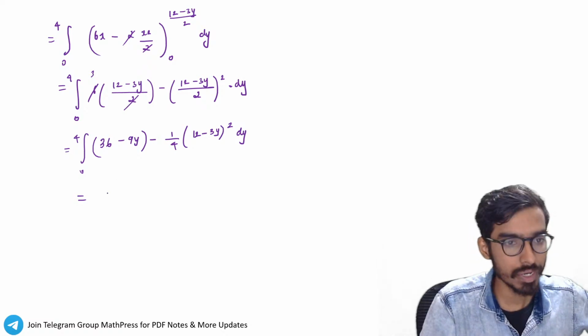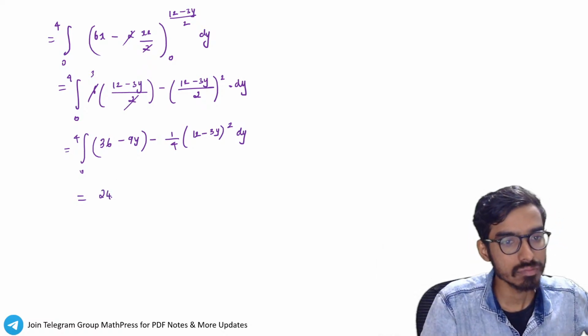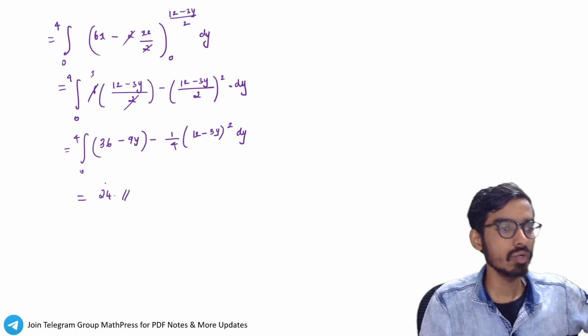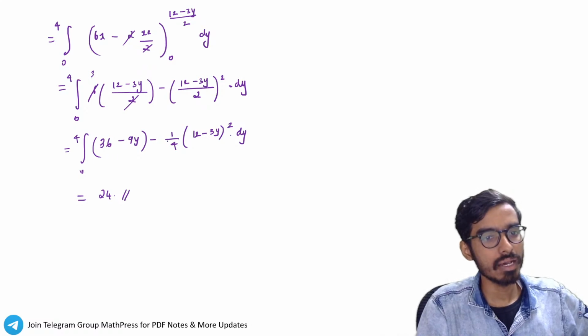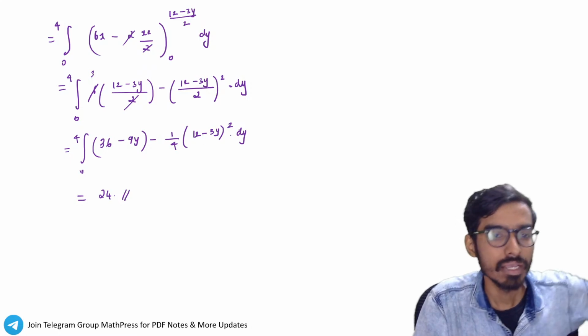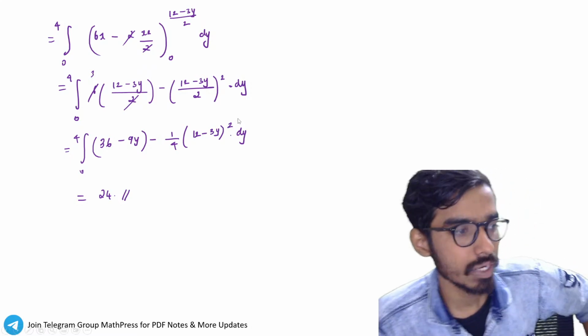We'll get the answer to be equal to 24, right? So we just have to integrate this, very easy. Just use the (a minus b) whole square formula, a square plus b square minus 2ab. Simplify this, integrate with respect to dy. You will get 24 as the answer.